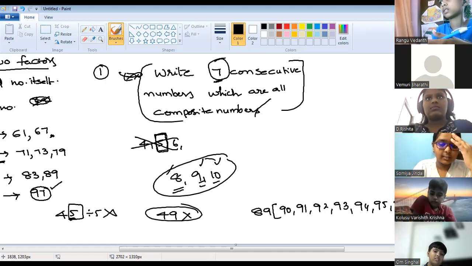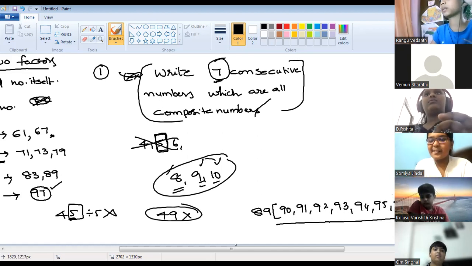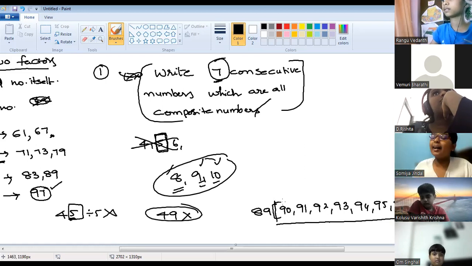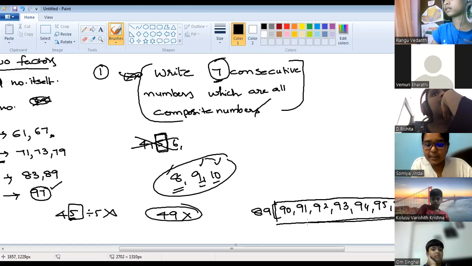Very good, excellent. Who is the child who said the answer? Me, ma'am. What is the name of the child? Vedant. Very good, Vedant, excellent child. See, children, in 90 and the rest, all are composite numbers, only composite numbers.